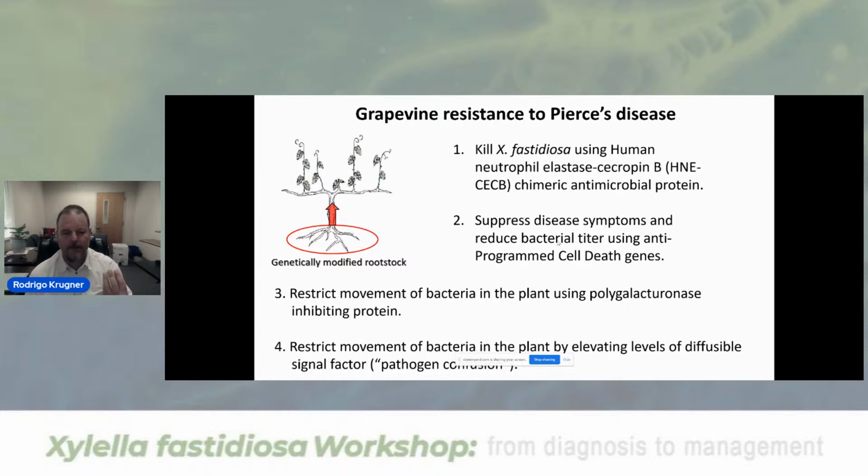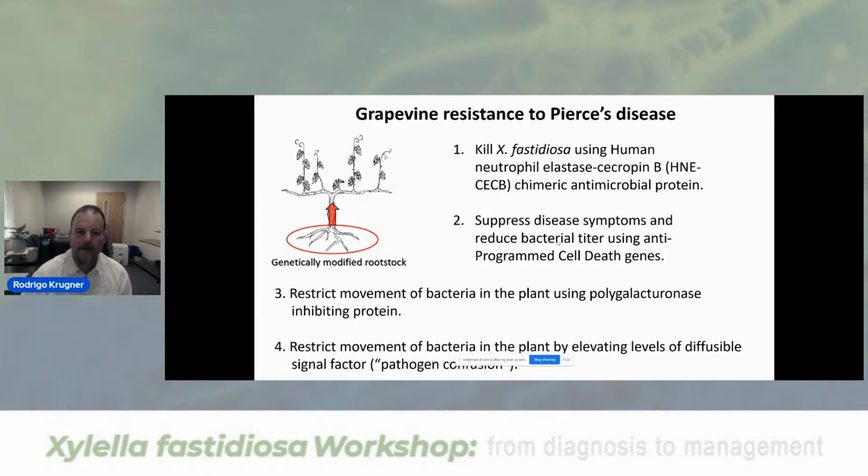So the rootstocks will be sending these enzymes up through the plant that would prevent Xylella from moving from one vessel to another. So they'll be confined to one location of the vine. And the fourth approach is to restrict movement of bacteria by confusing them. They do need to communicate to form biofilm and so on, so we can confuse those. And that has also been placed into the rootstock. So they're stacking different methods to control Xylella on the vines.